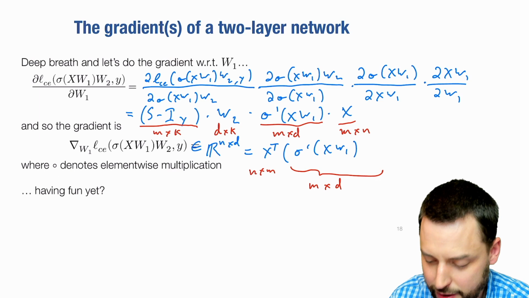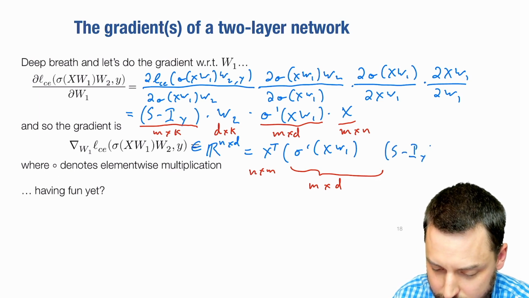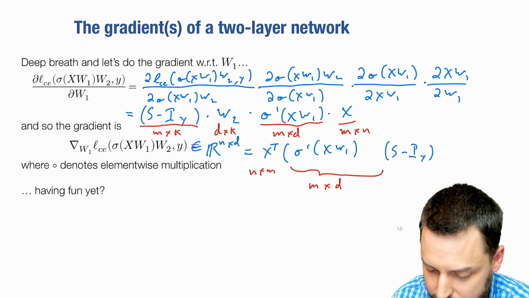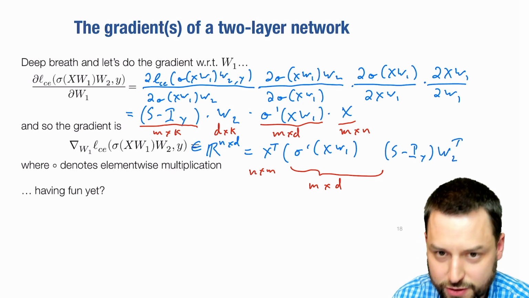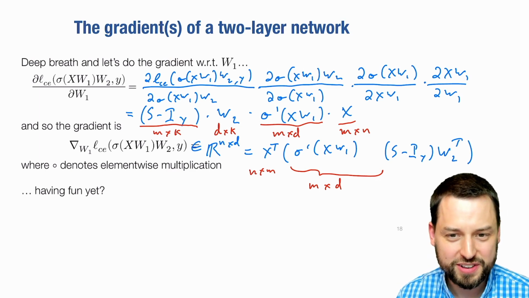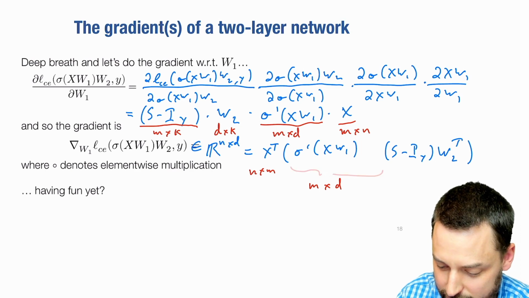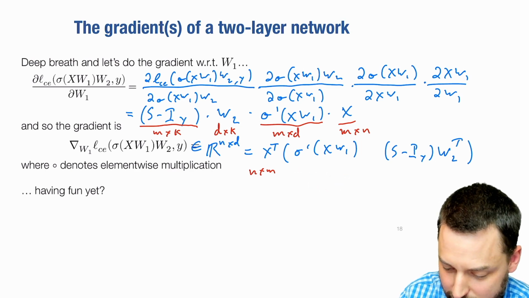Let's ignore what we're doing with them right now, but let's talk about (s minus I_y) times w2 transpose. That's also the right size. And we have to multiply those things together. And in fact, those matrices, this matrix here, is m by d.